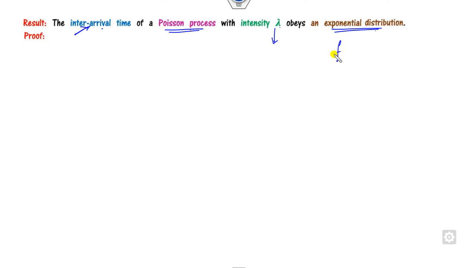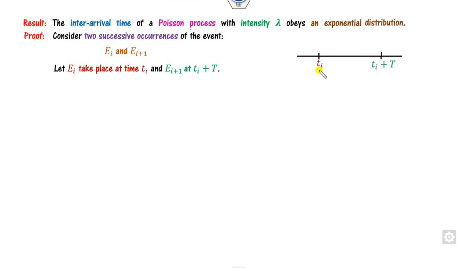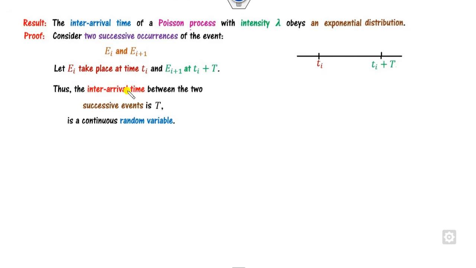What is the PDF of the exponential distribution? This is my PDF of the exponential distribution. So that's very simple. If I consider the two arrival times here and here, what is the time interval between them? That is a capital T. This is my inter-arrival time. So if I consider E_i is occurring at the time T_i, E_i plus 1 is occurring at the time T_i plus T, then the inter-arrival time between them is my capital T, which is a continuous random variable.